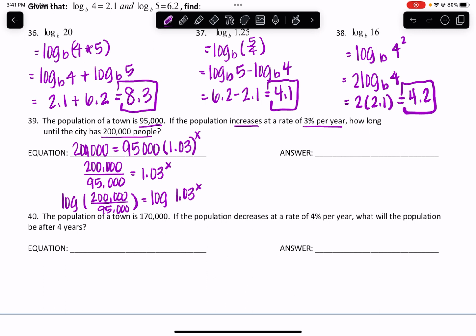And then I'm going to move that x down to the front, and I'm going to divide. So I have x. Well, let's do it step by step so you can see it. So I still have the big fraction over here. And actually, I'm going to cut it down a little bit. 200 divided by 95 is equal to x times the log of 1.03. And then I'm going to divide by the log of 1.03. Oops, I did not leave myself room.